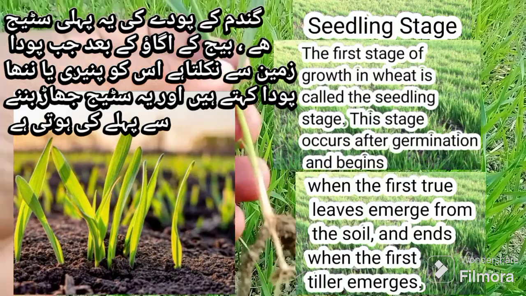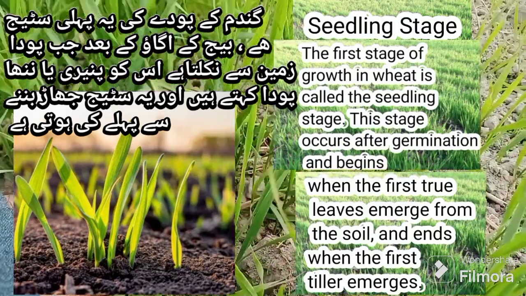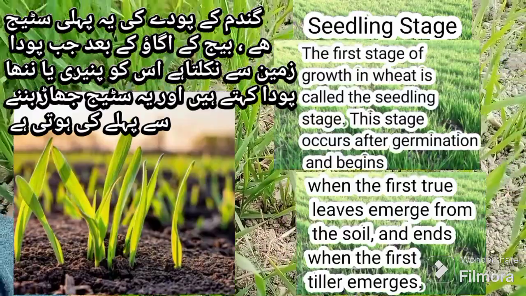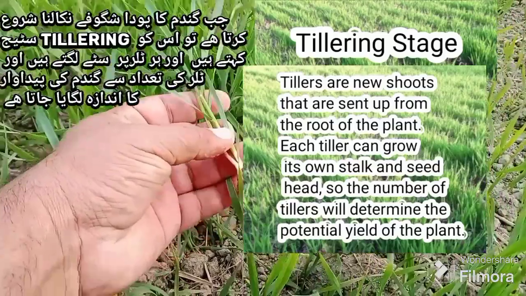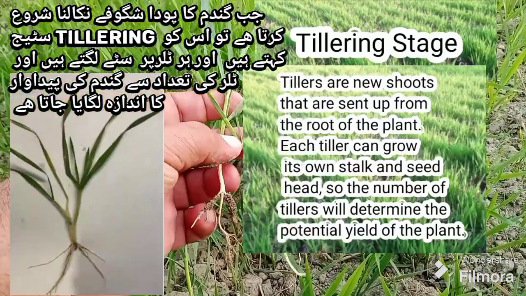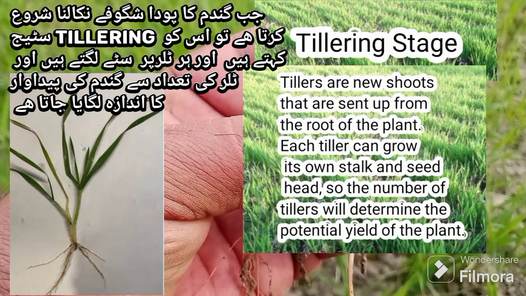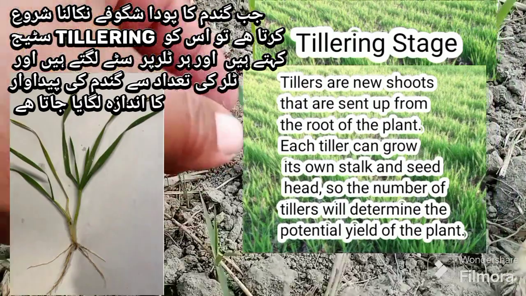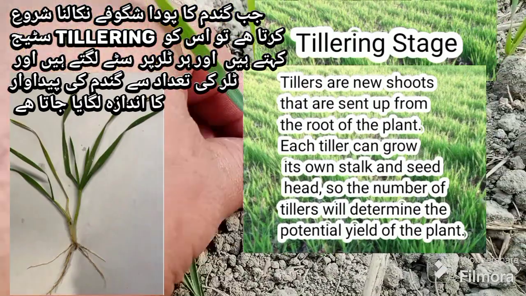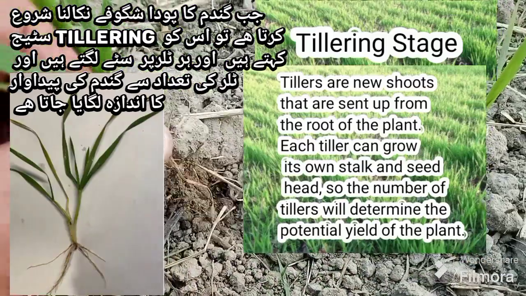This stage occurs after germination and begins when the first true leaves emerge from the soil and ends when the first tiller emerges. The second stage is the tillering stage. Tillers are new shoots that are sent up from the root of the plant. Each tiller can grow its own stalk and seed head. So, the number of tillers will determine the potential yield of the plant.